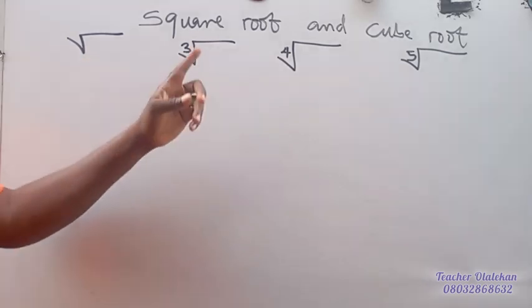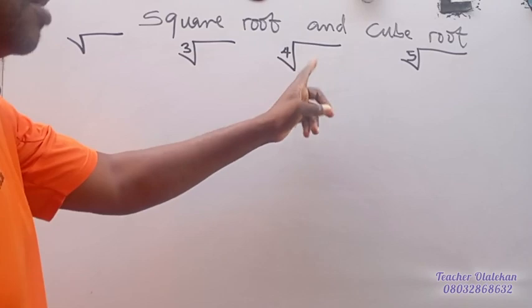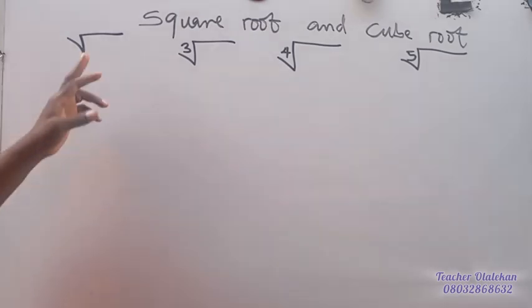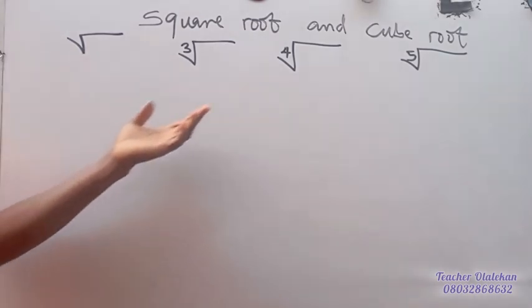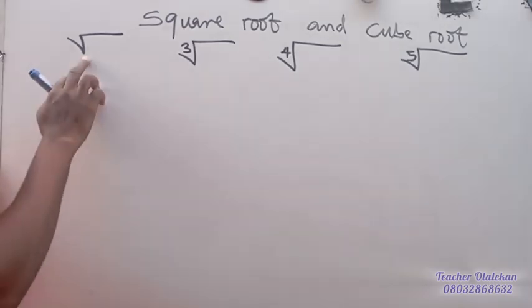So the square root is just like 2 of the same numbers, and the cube root is 3 of the same numbers, and likewise for the fourth root and fifth root. But in this video we'll be focusing on the square root and the cube root of numbers. Let's also know that most rational numbers that have square roots do not have cube roots. But 64 is a special number that has a square root and a cube root.